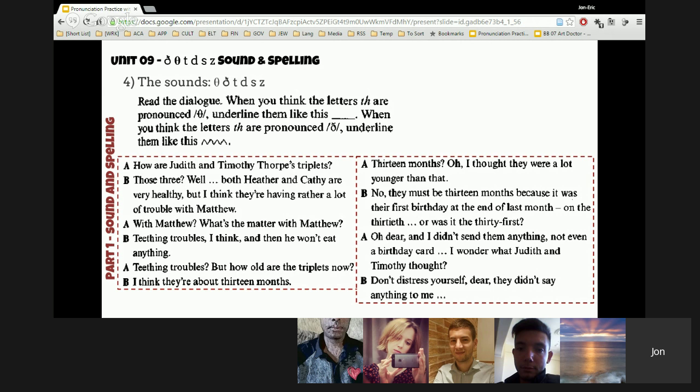One minute, please. Not sure. I think it's teething, but I'm not sure. Sorry. Not teething. Teething is actually the second symbol, like that. Teething. Okay.